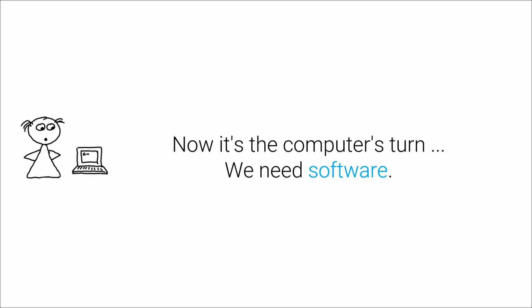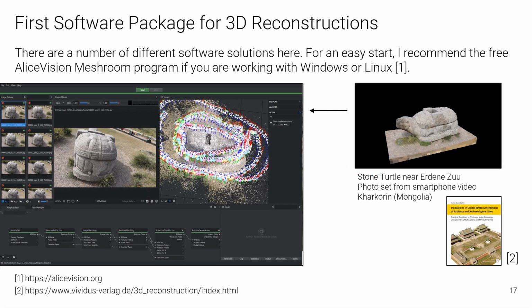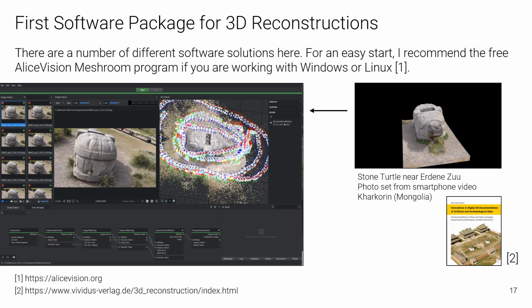Now that we have captured the data, we can turn our attention to the computer. We need a software with which we can derive something three-dimensional from the two-dimensional images. There are a number of different software solutions here. For an easy start, I recommend the free program Meshroom. However, you are also welcome to use any other photogrammetry program you would like to work with.